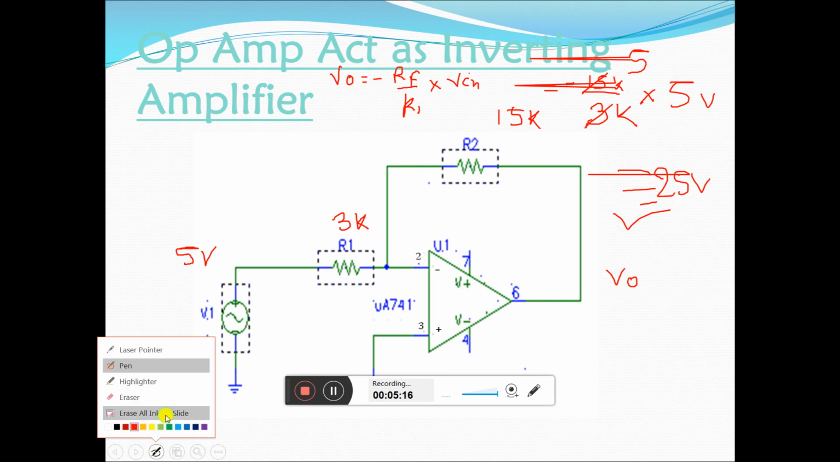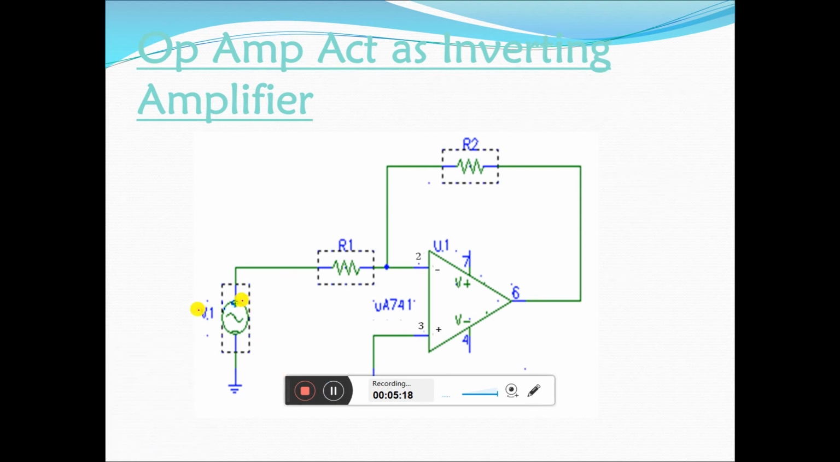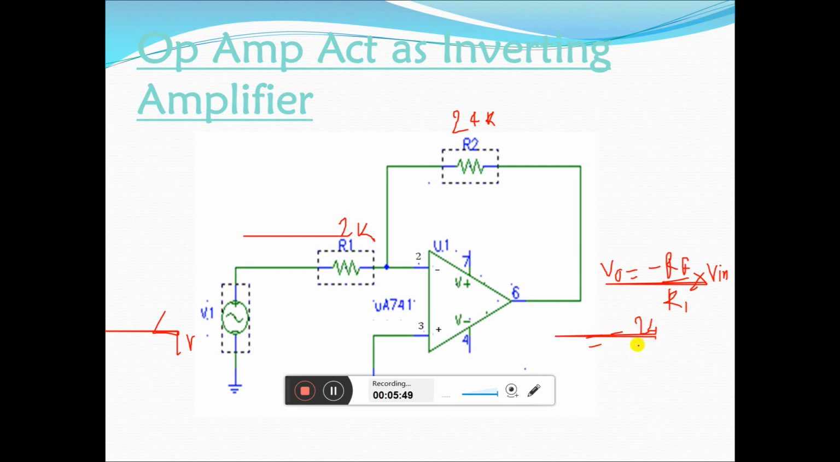Then we also take another example. If we consider the input voltage is 4 volt, the resistance R1 is 2 kilo ohm, and the feedback resistance is 24 kilo ohm, then what is the output voltage? Output voltage is equal to minus Rf divided by R1 multiplied by V input. So here minus Rf is 24, divided by R1, multiplied by V input.